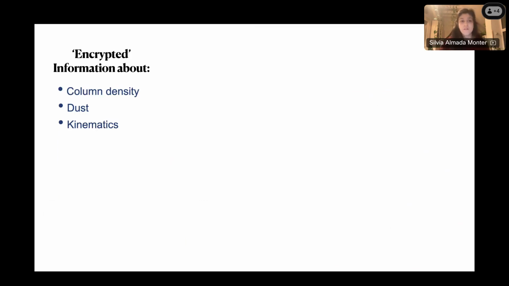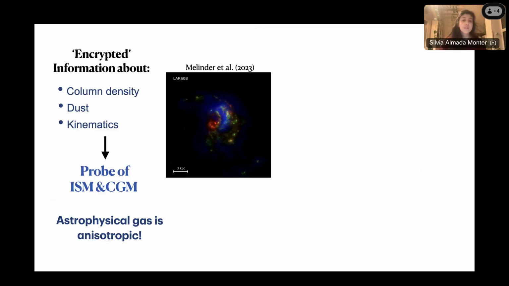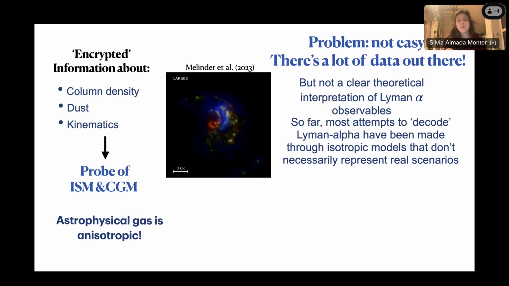Okay, so Lyman-α is very important. It has a lot of information, including column density, dust, kinematics, and it's a wonderful probe for the ISM and the CGM. It can tell us a lot about the distribution of neutral hydrogen. But something that we have to take into account is that astrophysical gas is anisotropic. And I don't think I need to convince you too much of it. But with the anisotropy comes some big problem. And the problem is that Lyman-α is not very easy to understand.